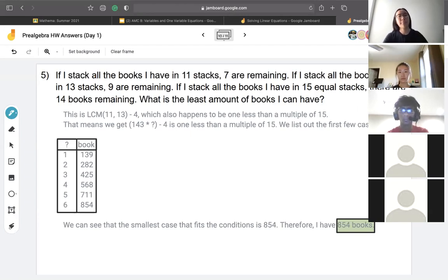So first, we can see basically the same pattern as the previous problem. So 11 stacks, 7 are remaining. That means we're missing 4 books from having more stacks. And so then the same thing for the 13 stacks. So we find the LCM of 11 and 13, and then we subtract 4 to figure out how many books.